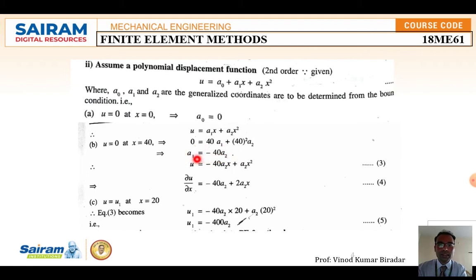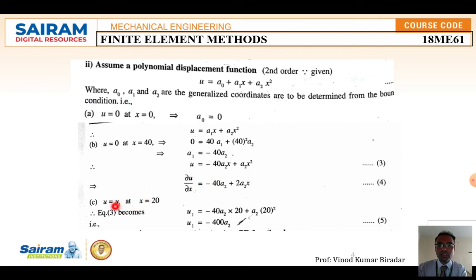This a1 and a0 value you have to substitute in this equation. So u is equal to minus 40 a2x plus a2x square. So you are going to get the polynomial function after substituting the boundary condition. But our aim is to find dou u by dou x, so differentiate this with respect to x. Dou u by dou x is equal to minus 40 a2, the differentiation of x is 1, so minus 2 a2 x. Call this equation number 4 and the previous one equation number 3.